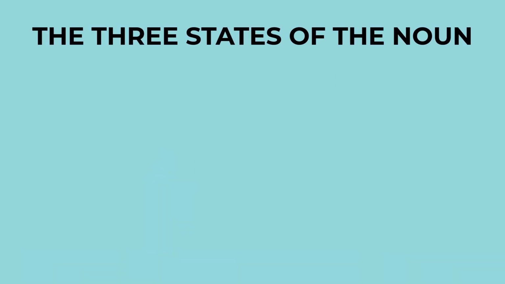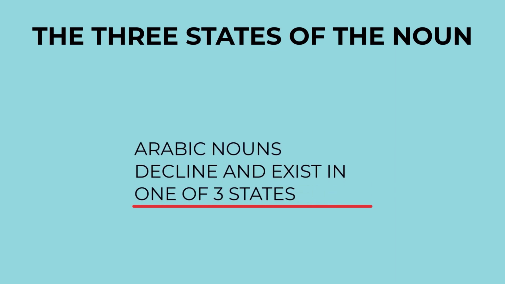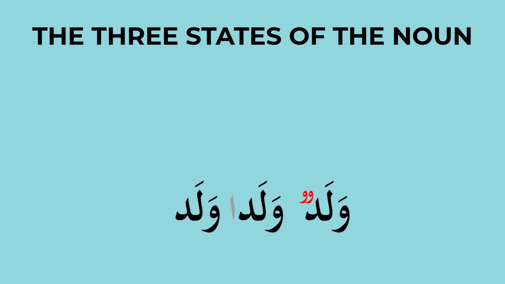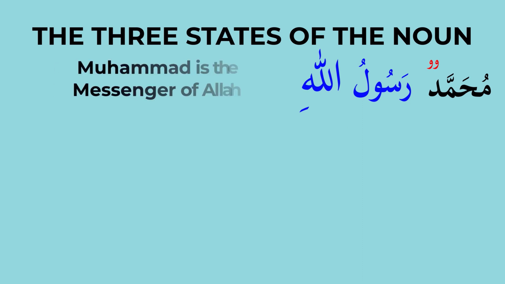Now, in Arabic, the nouns decline. Declension of noun. In Arabic, nouns decline. You already know it, but you have never realized it. Why? Now I will give you examples. Muhammadun Rasulullah. Muhammad is the messenger of Allah.